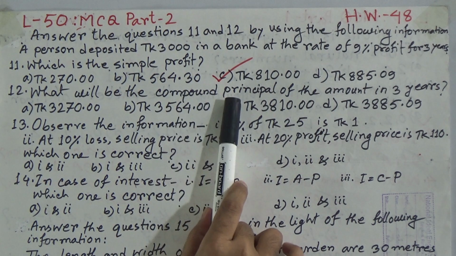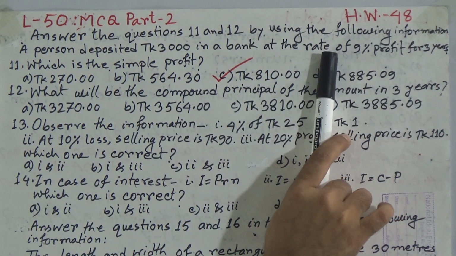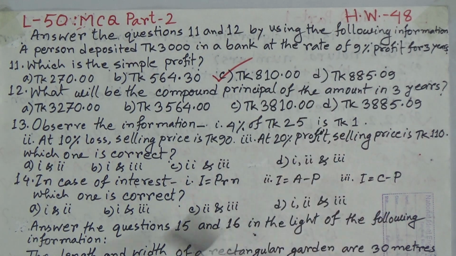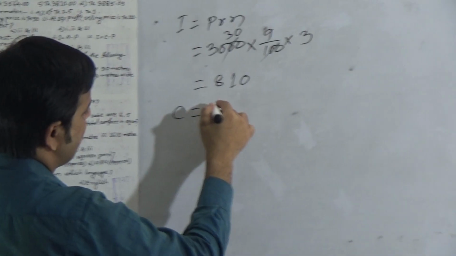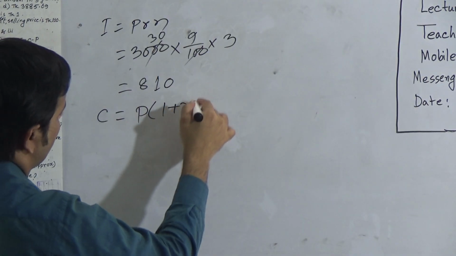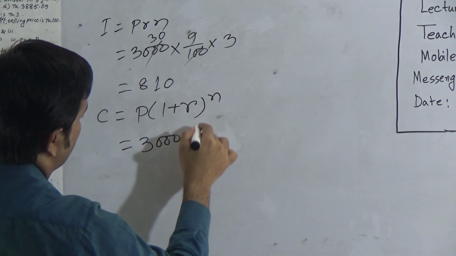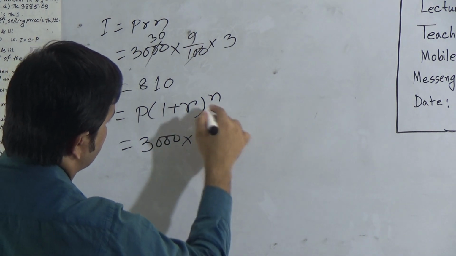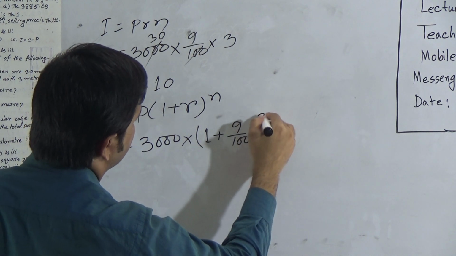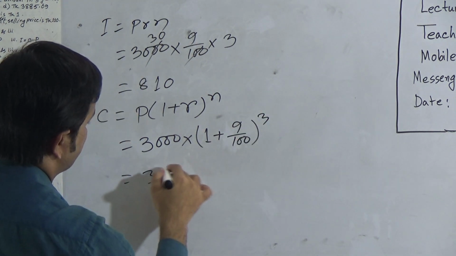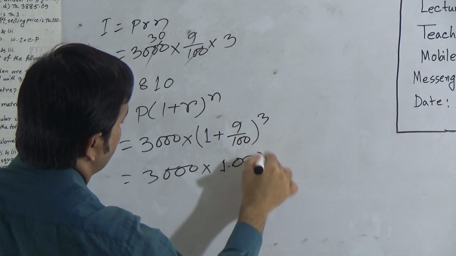What will be the compound principal of the amount in 3 years? Dear students, depending on the given information, at first we have to find the compound principal. Dear students, you know the formula of compound principal, that is C equal to P into 1 plus R whole to the power N. Here P means principal means 3000. 1 plus R means here 9 by 100 and N means time 3. Now if we calculate here, we will get 1.09 whole cube.